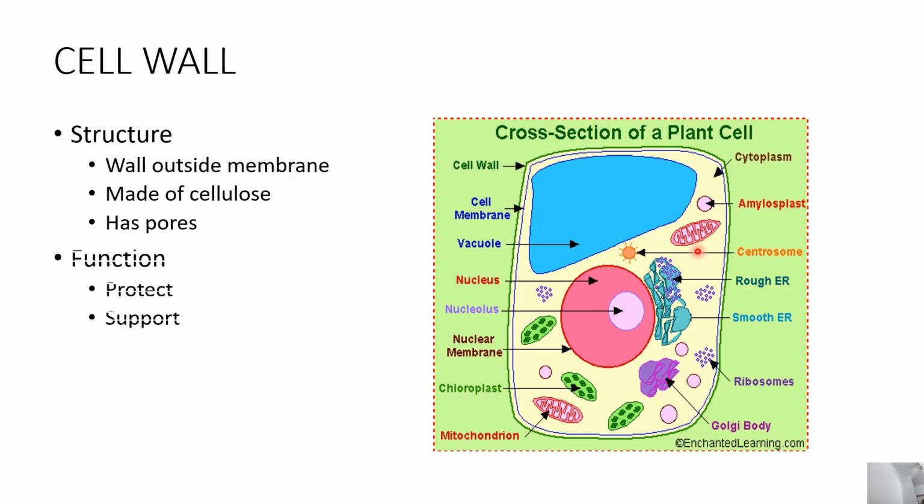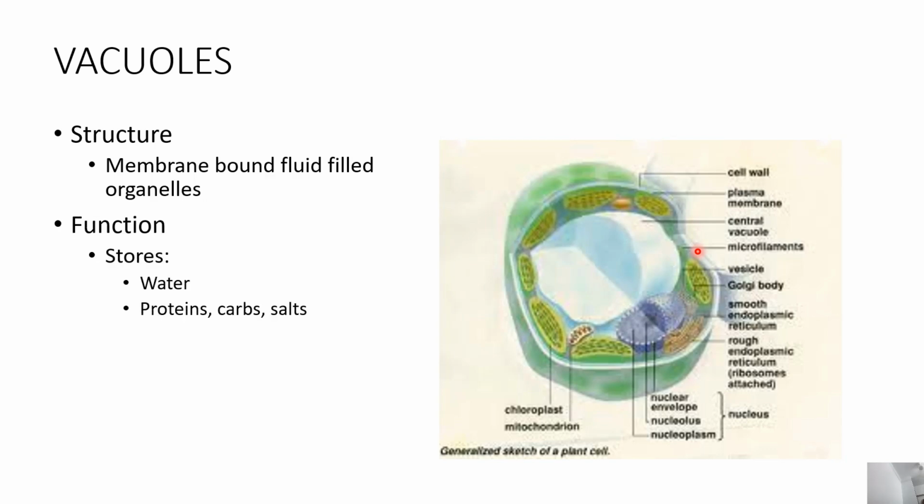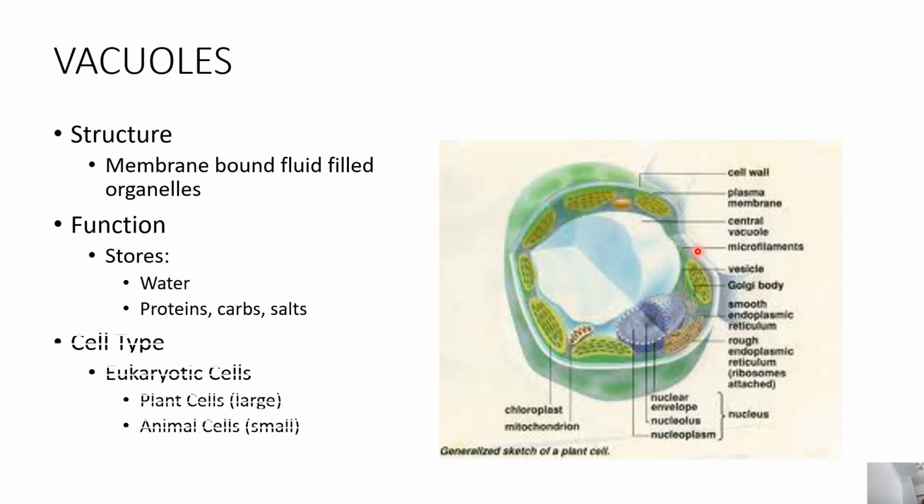The cell wall is present only in plants. It's a wall outside the membrane made of cellulose, with pores, helping protection and support. In eukaryotic cells, it's present only in plant cells, and in prokaryotic cells, it's also present in some. Then we talk about vacuoles, which are membrane-bound fluid-filled organelles. They store water, proteins, carbs, and salts. In plant cells, these are large. In animal cells, these are very small.